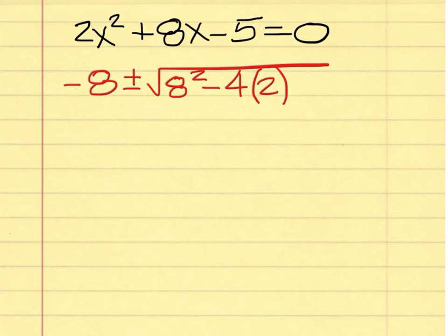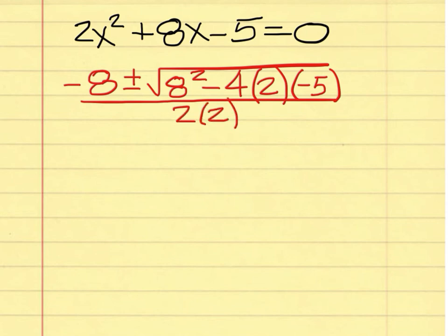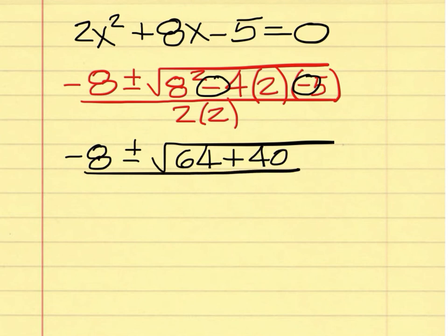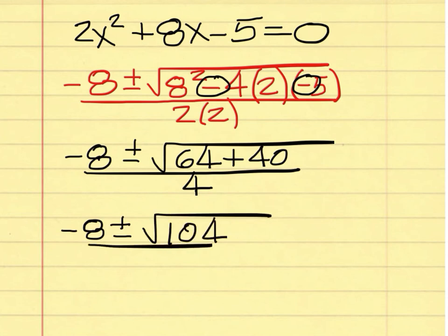Minus 4 times a. A is 2 and c is -5. On the bottom you'll have 2 times 2 because a is 2. Alright, let's simplify. -8 plus or minus 8 squared is 64. We have minus and then a negative. That changes to plus. 4 times 2 times 5 is 40. And on the bottom that's a 4. So if you simplify again, you'll have 104 under the square root sign.